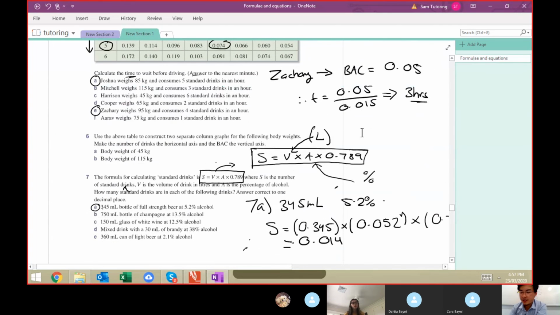Let me just do an example. Let's say the alcohol percentage is 40%. That's typically what whiskey is, right? And he had maybe quite a lot, 0.1 times 0.789. Okay. I'll check this later with Sam to see if this works. What I'm going to do is just move on.